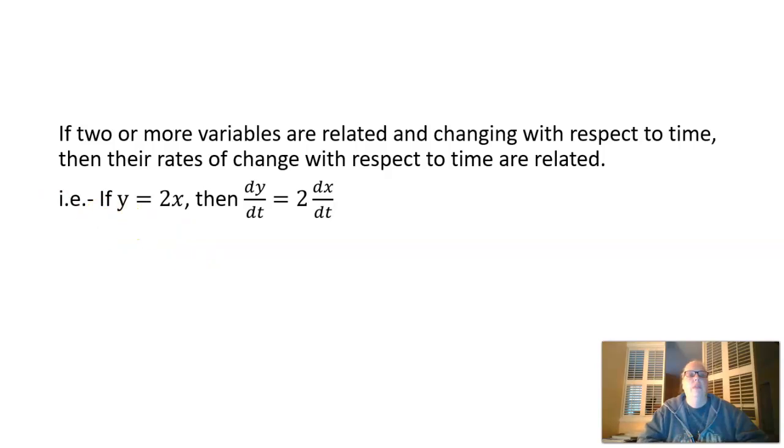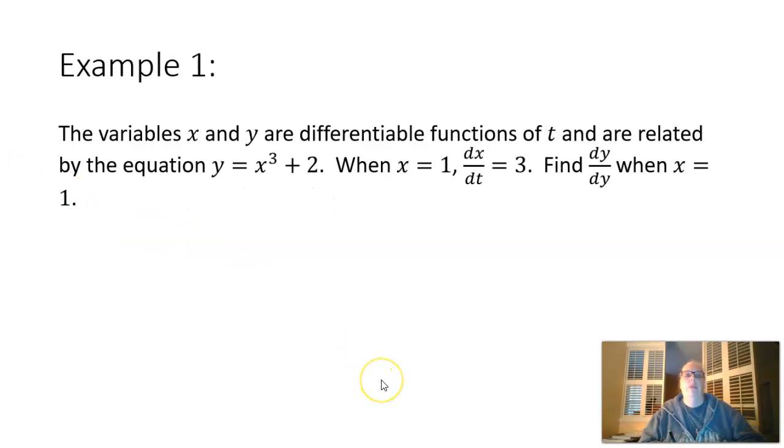Okay, let's go over and take a look at the first example. Okay, we've got the variables of x and y, they're differentiable functions of t, and they're related by the equation, which is given to us right here, y is equal to x to the third plus 2. And we know that when x is equal to 1, the derivative of x with respect to t is 3. We would like to find the derivative of y with respect to t when x is equal to 1.